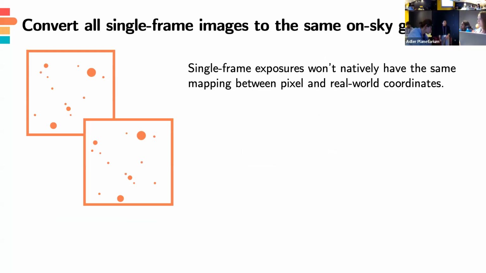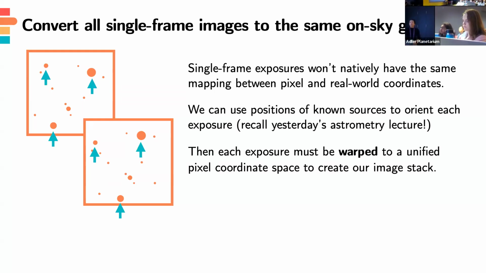So if you think back to our example with the single frame exposures from HSC, you saw that the chip gaps, so those white rectangles, weren't oriented in the same way from one to another. And that's an indication that your mapping between the pixels and the real world, so RA and DEC, is not going to be the same between these two exposures. So you need to warp between what you see in the single frames and what you want your stack or COAD geometry to be. We can use the positions of known sources to orient each exposure.